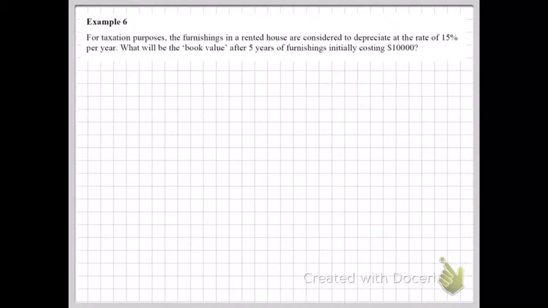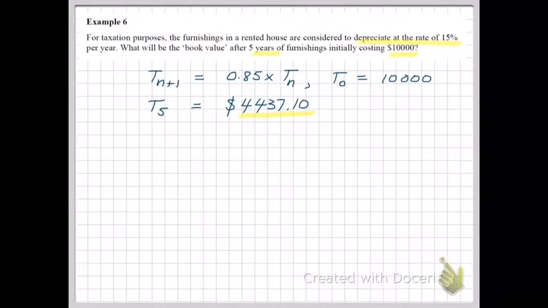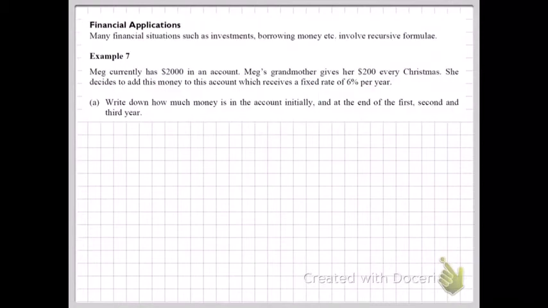Example 6 is a depreciation example. We have a house depreciating at 15% per year, and we're looking at a term of 5 years with an initial value of $10,000. It's a geometric progression. The interest rate effectively is 85%, or 0.85. So the sequence is simply written like this, and the initial value is $10,000. After 5 years, the ClassPad gives $4,437.10.